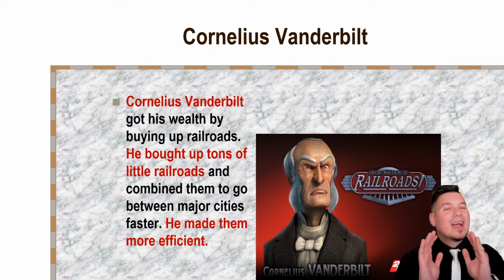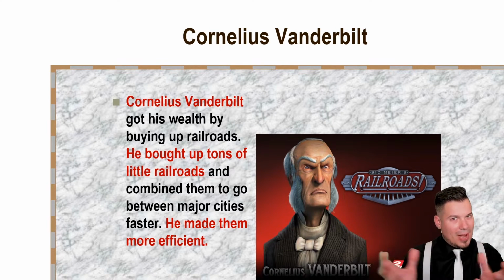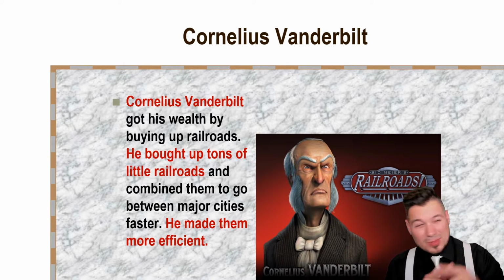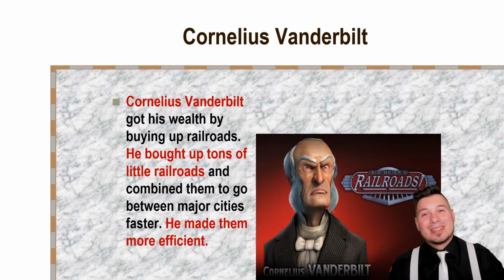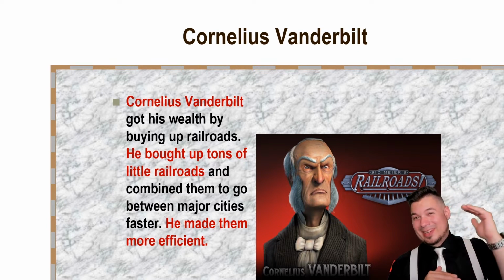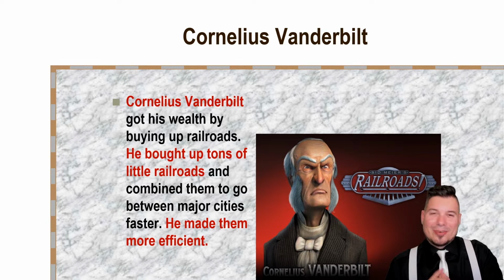Cornelius Vanderbilt. This guy got his wealth by buying up all the railroads. He bought a ton of little railroads, combined them, and literally made a monopoly out of the railroads. So if you had to ship something between cities, money was going right to him. And he did make them more efficient. However, he was becoming very, very unequal in his rates. If you were a smaller company, you'd pay more. If you were his good buddy Rockefeller, you'd pay less. You'd get discounts. So it is interesting to see how they were working with one another, because they all were in the same boat. They were these gigantic tycoons.